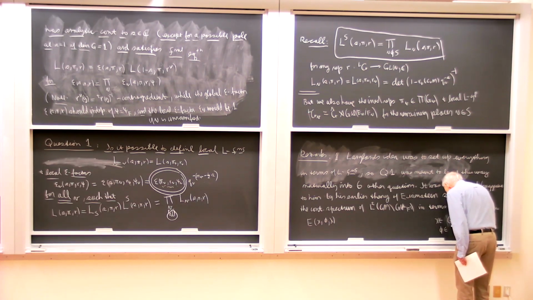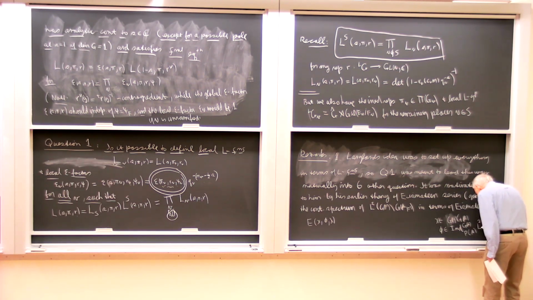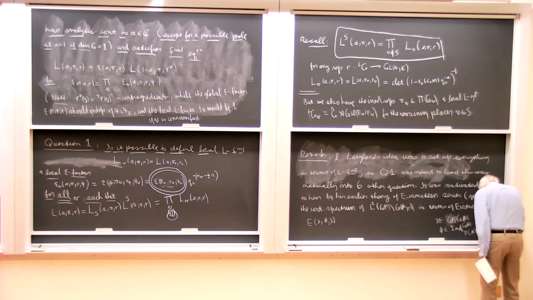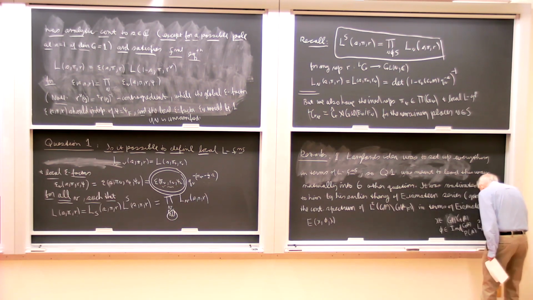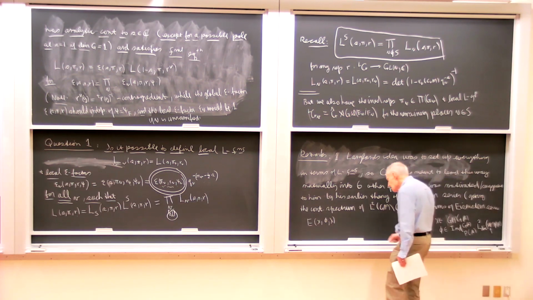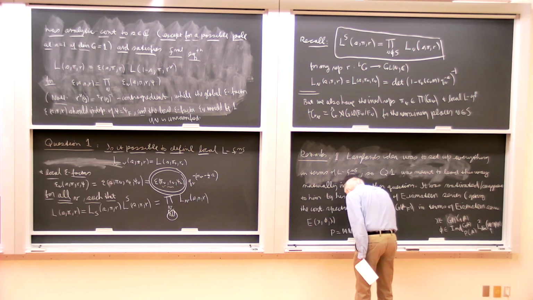This would be an element in the Hilbert space on which the induced representation from PA to GA of the discrete spectrum of MF over MA acts. That is a parabolic subgroup, and this is the Levi component. So P equals MN is a parabolic subgroup.